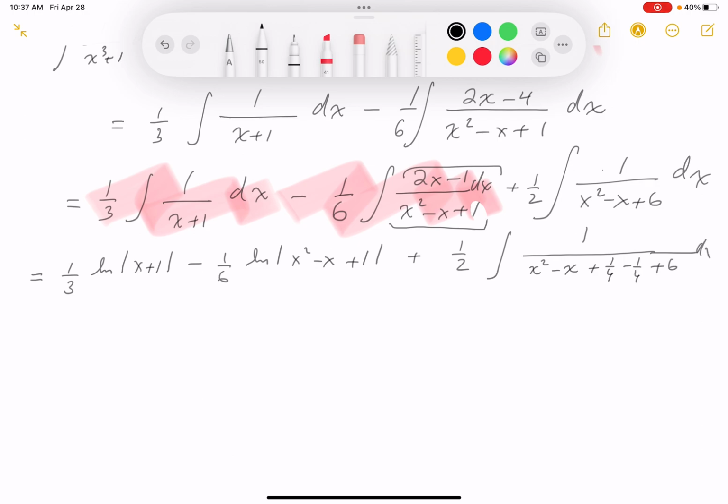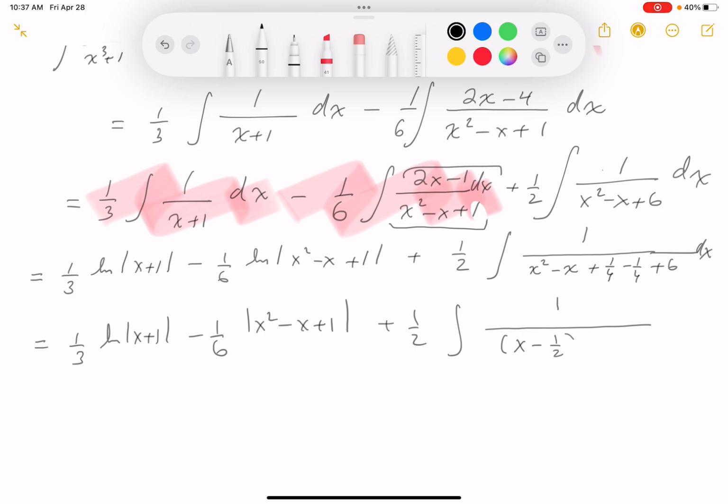It's going to be dx. I'm going to keep working on this. Plus 1/2, and I'm going to write this down now. That's going to be x minus 1/2 quantity squared. Let me just check that for a second. You're going to get x squared, minus 1/2 x, minus 1/2 x, minus 1/4. Yeah, that's good. I got this part done.